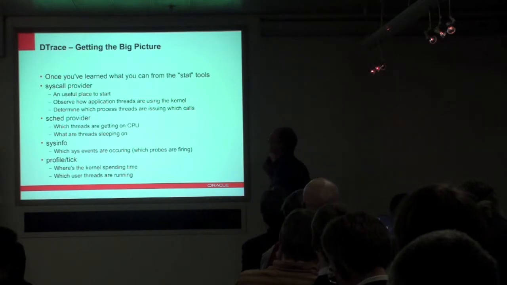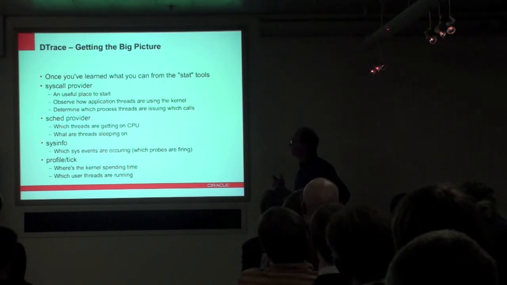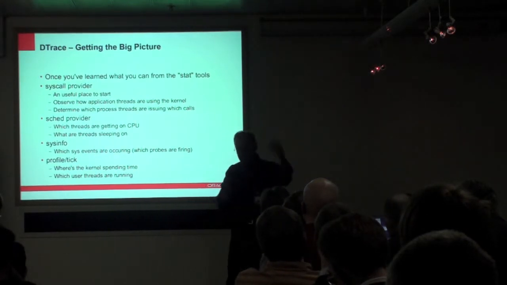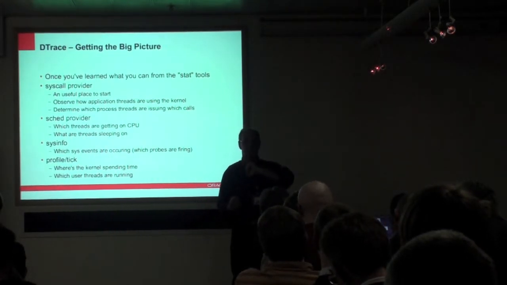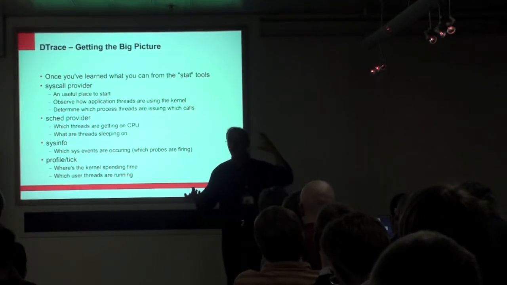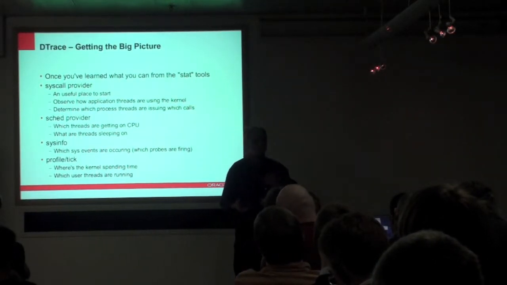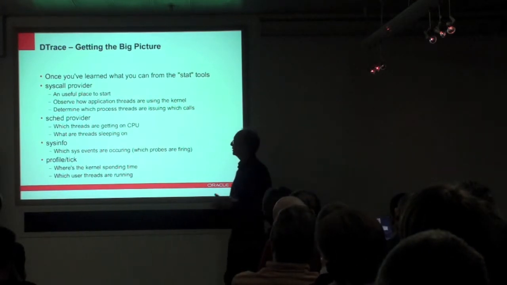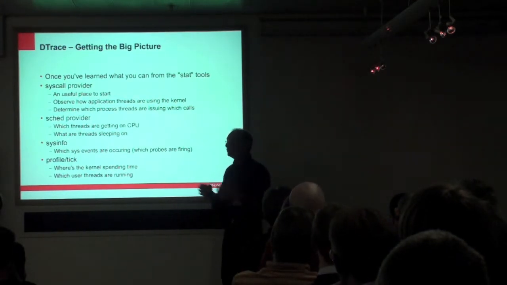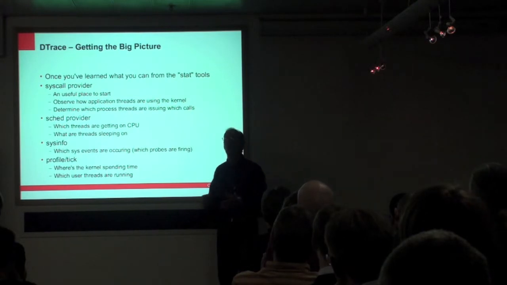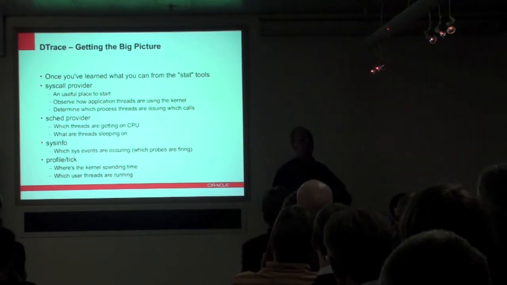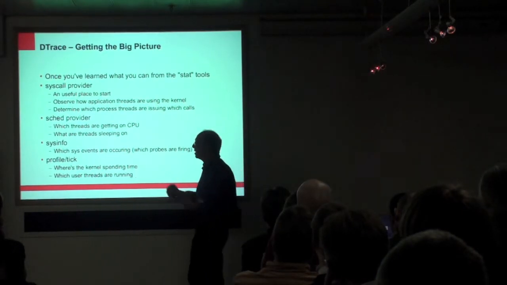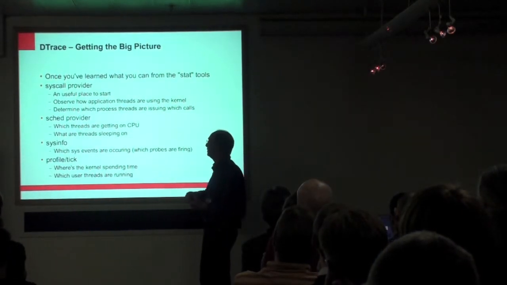I talked about the syscall provider being a useful place to start because the system call layer is where applications meet the kernel. And it gives you a good idea of what the workload is doing to the system and where your applications are spending their time. So it's not a bad place to start if you don't have a clear problem definition or you're just exploring, just profiling, just getting a sense for what the system is doing. Use the sched provider to look at CPU.